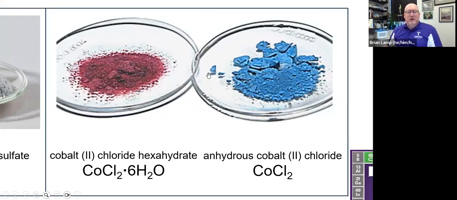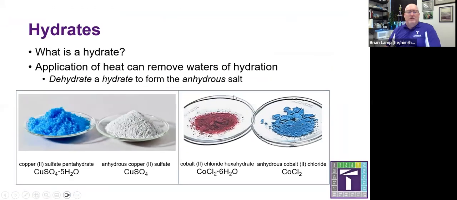And this can actually be a good indicator of humidity. We can use this as a moisture indicator. Something that is wet is going to turn this cobalt chloride pink or red. If it's a dry environment, it will be blue. All right, so some very interesting qualitative observations that we can use when we dehydrate hydrates.